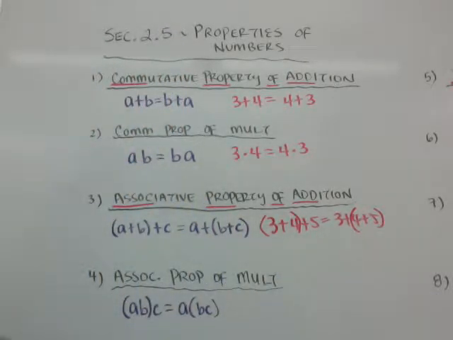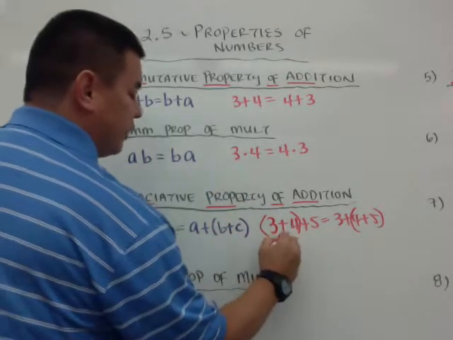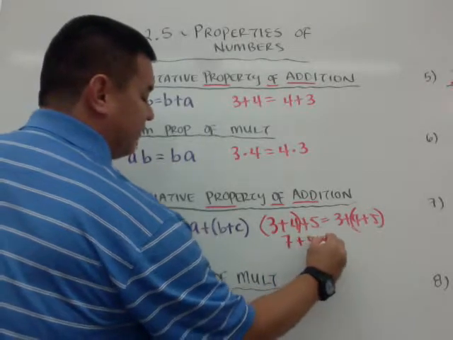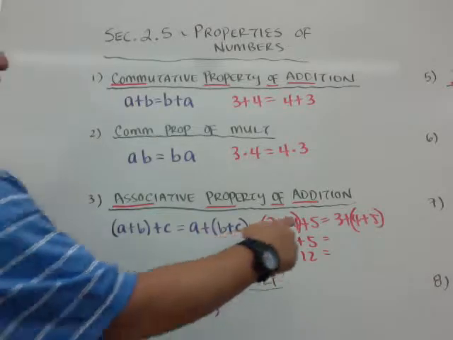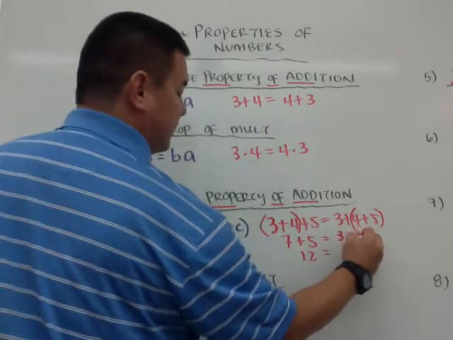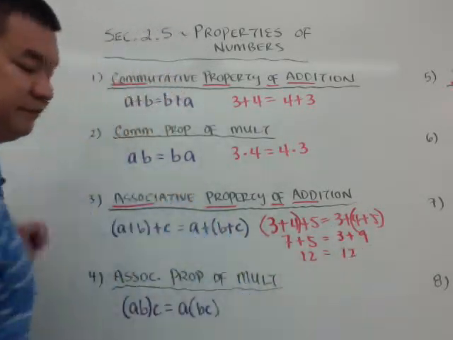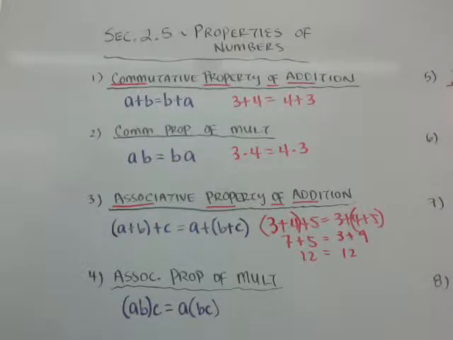In the first case, the 4 is with the 3, and in the second case, the 4 is with the 5. And to prove that it works, if you do the 3 plus 4 first, you get 7 plus 5, and that equals 12. Whereas if you do the 4 plus 5 first, I would get 3 plus 9, which still equals 12. And I'll save you time by saying the associative property does not work with subtraction, in the same way it didn't work with the commutative.